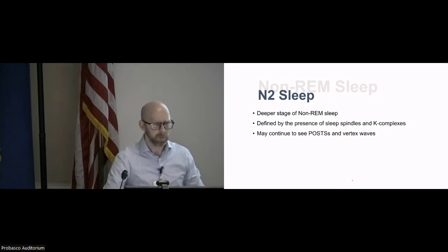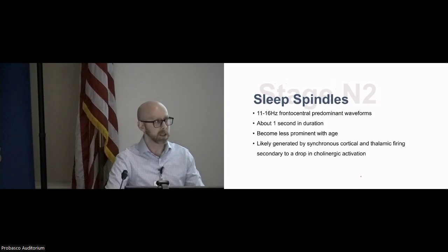N2 sleep is the textbook sleep morphologies. It's a deeper stage of non-REM sleep. This is a great time to see epileptiform abnormalities, much more common during this stage of sleep than when you're awake. And the positive occipital sharp transients and vertex waves may continue, but you define the stage of sleep by the more advanced finding you're seeing. So if you see a sleep spindle, then you're in N2 sleep, even if you're still seeing vertex waves.